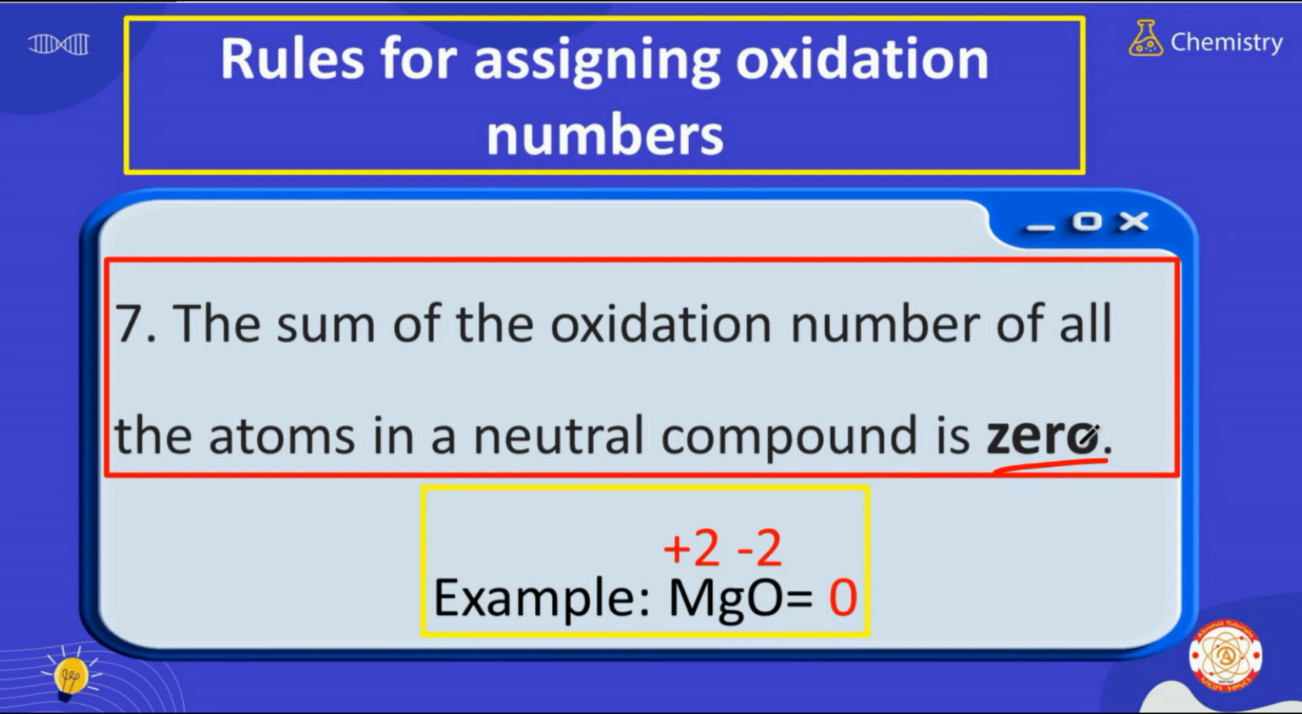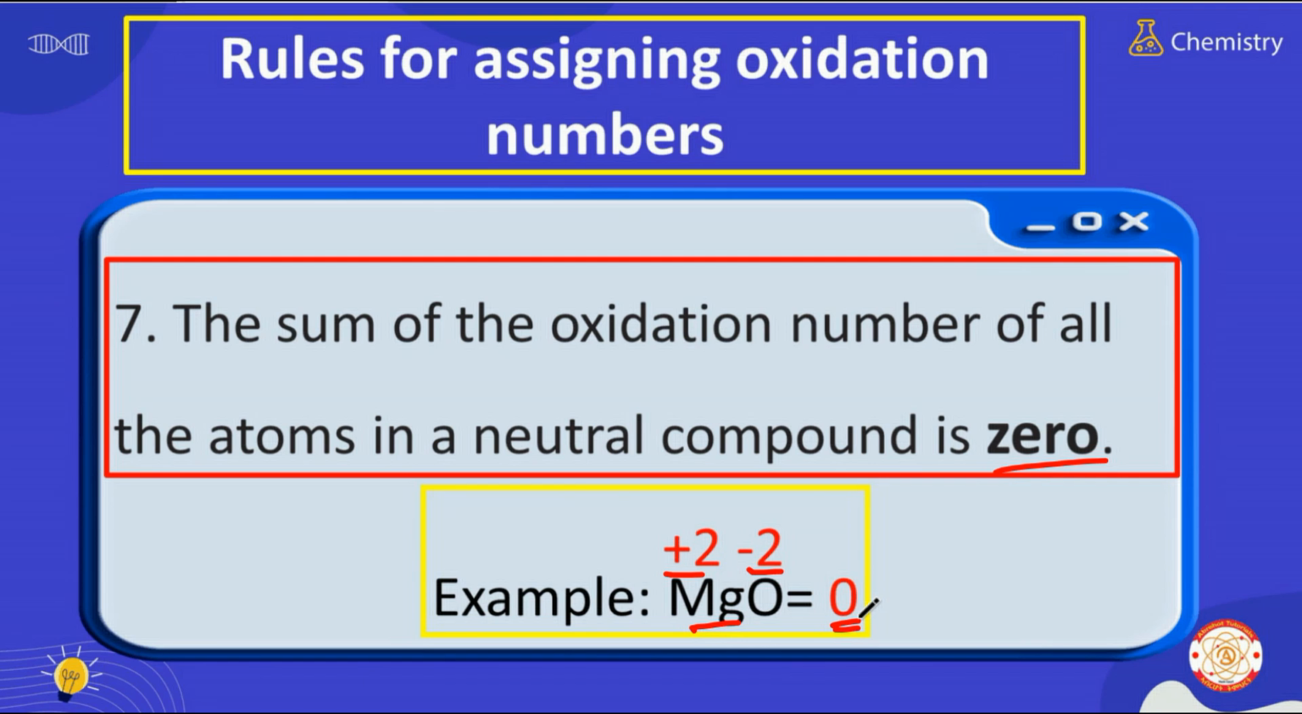So what does it mean? For example, in magnesium oxide, what is the oxidation number of magnesium? Remember, rule number 4 says the oxidation number of group 2 elements is always +2, right? Exactly, so +2, and the oxidation number of oxygen is usually -2. Therefore, in this case, it's -2. So +2 plus -2 gives us 0.